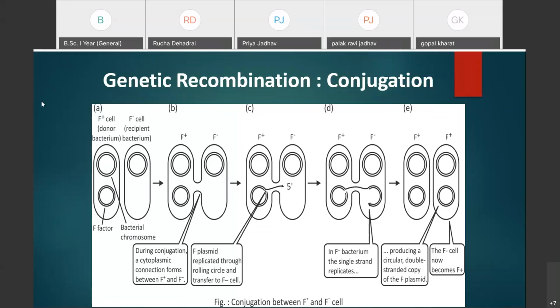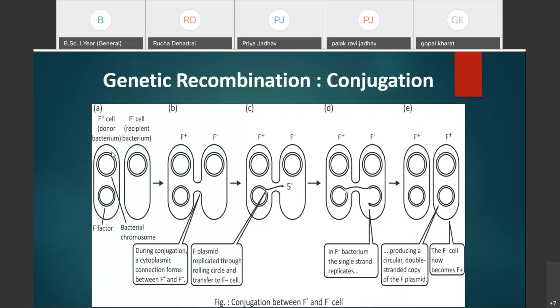In this diagram, in this photograph, you can see the bacterial cell which has the plasmid with the F factor. It is referred to as the F positive cell. It is the donor bacterium. The bacterial cell which has the F factor plasmid is referred to here as the F positive cell. It is the donor bacteria, and analogous to sexual reproduction in the higher organisms, the F positive cell is also referred to as the male cell.